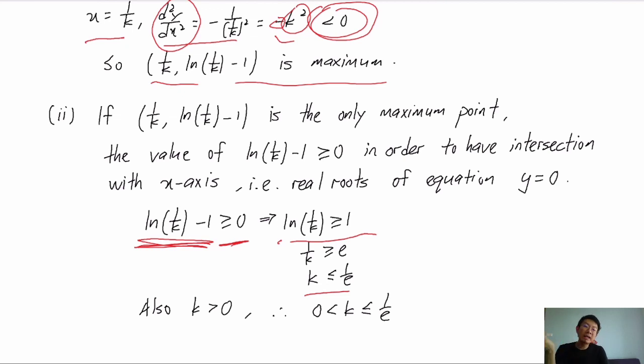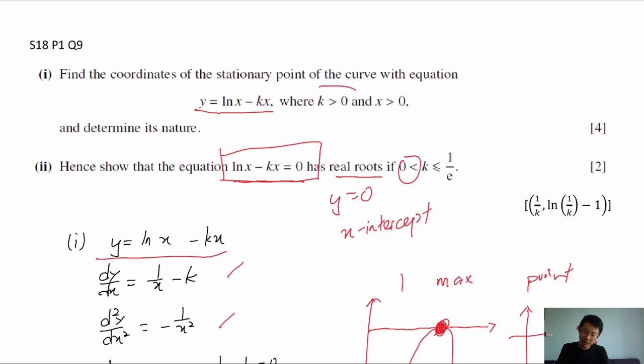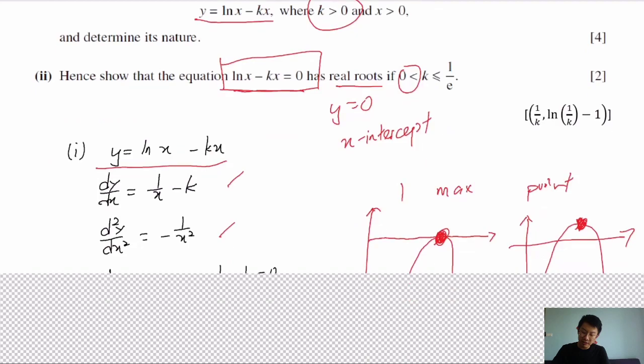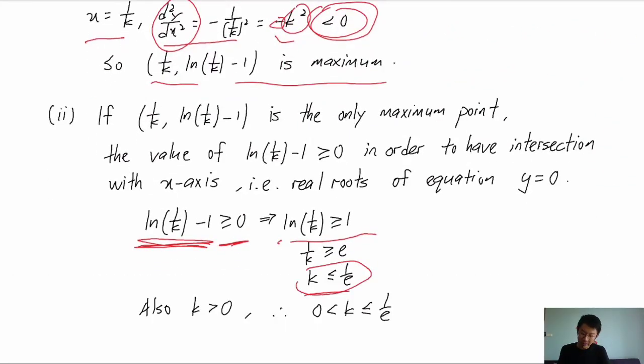But why do we have the 0 in the question that we are supposed to prove? It is because it is already given earlier. This 0 actually comes from here. We must also make sure that k is greater than 0. So by considering that k is greater than 0 and the inequality that we found just now, we will have the inequality that we are supposed to prove. So that will be for this question.